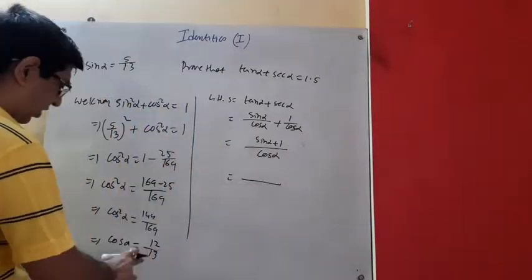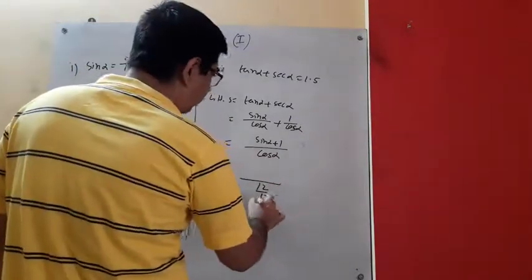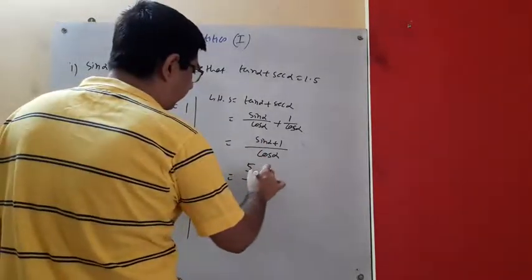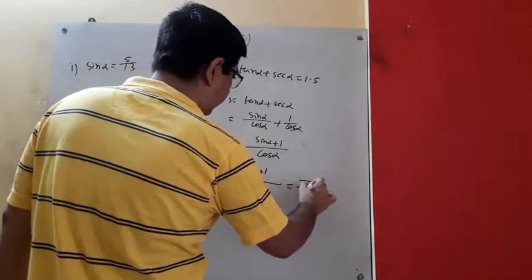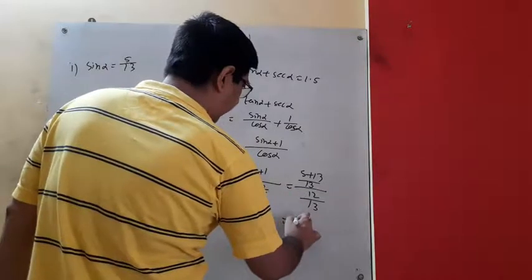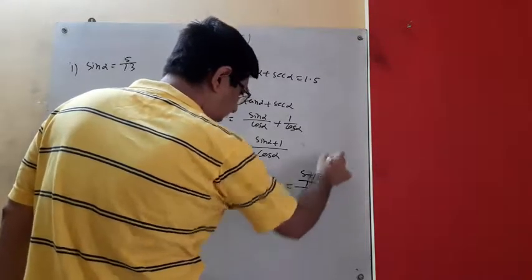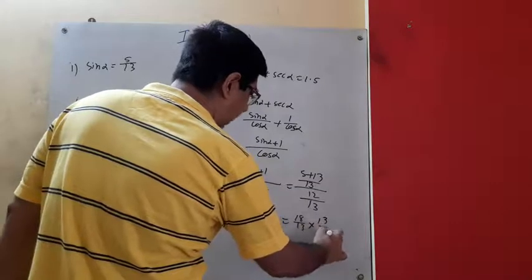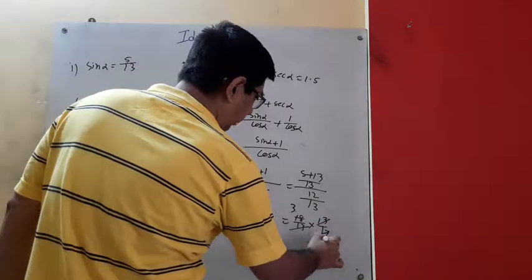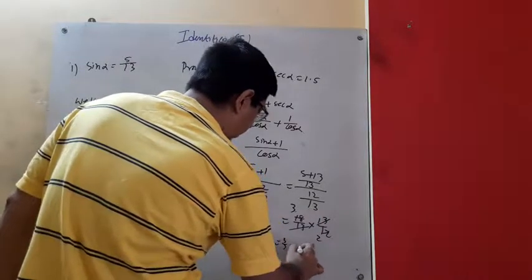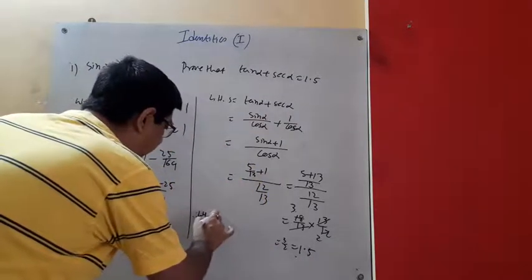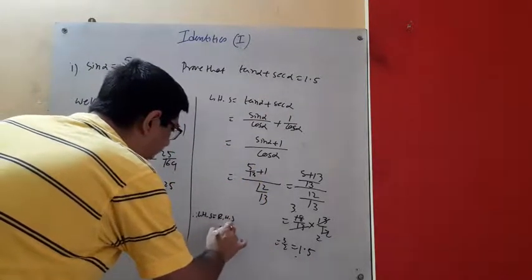You just put the value. What is cos alpha? Cos alpha is 12 by 13. What is sin alpha? Sin alpha is 5 by 13, plus 1. What are you getting? 13 is the LCM: 5 plus 13, over 13, and here 12 by 13. So we are getting 18 by 13, and this 13 by 12 goes up. Cancelling by 6: 6 3s are 18, 6 2s are 12. That is 3 by 2, equal to 1.5. Right? Therefore we see LHS equal to RHS, proved.